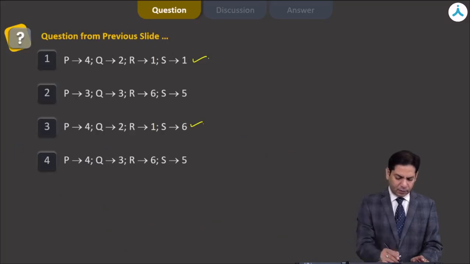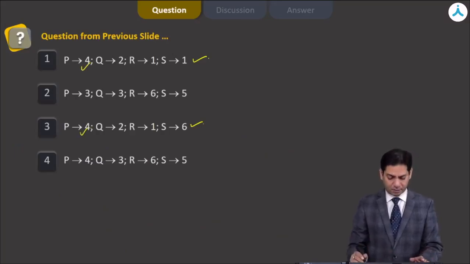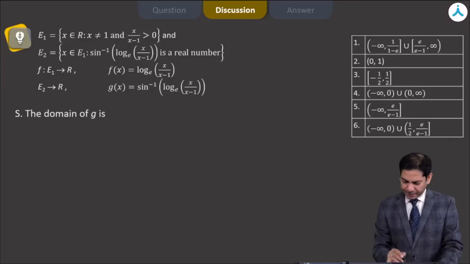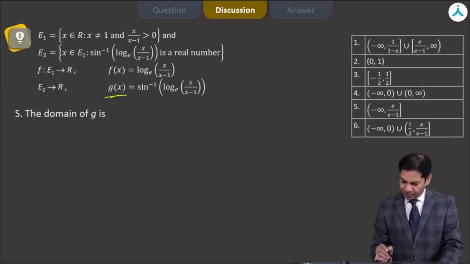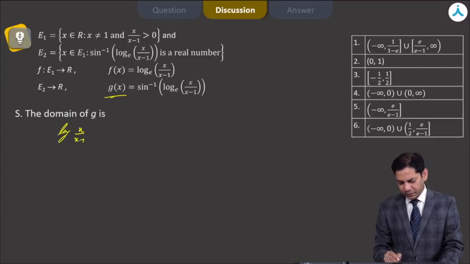P matches to 4 in both the probable cases we have chosen. Let's go through the third entry. Domain of G. G function is defined like this: sine inverse of log of x upon x minus 1. For that function to be defined, we need log of x upon x minus 1 to the base e, this should be lying between 1 and minus 1.